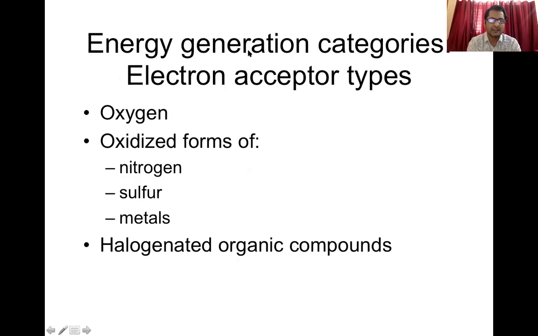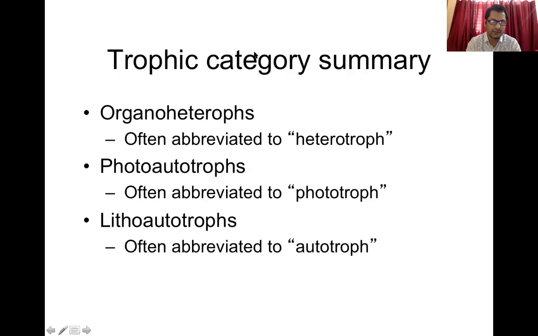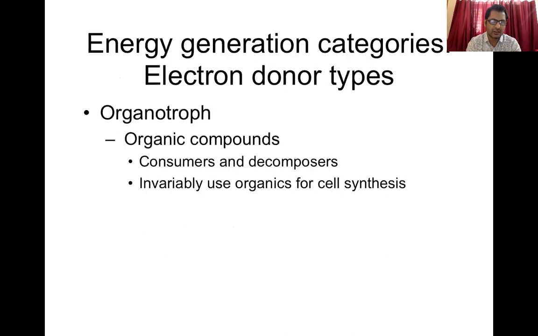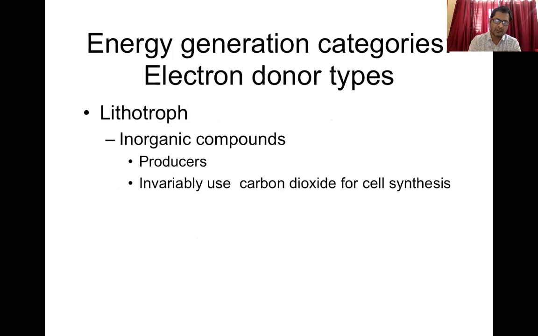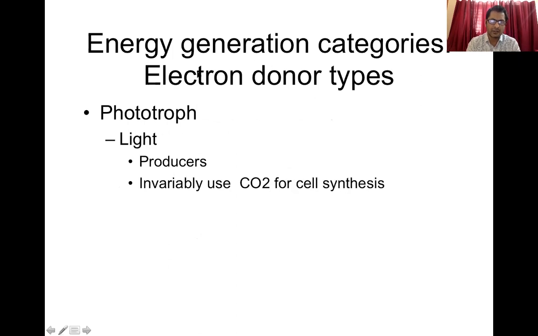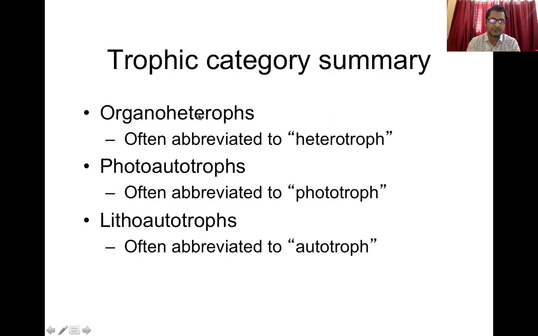All right. So the first energy generation category we read here was on the basis of electron donor type. So what are the electron donors? When the electron donors are organic compounds, these are organotrophs or the organoheterotrophs. When the electron donors are inorganic compounds, then these are lithotrophs. When the electron donor is light, then it is phototrophs. Right, so these are the categories we just read.